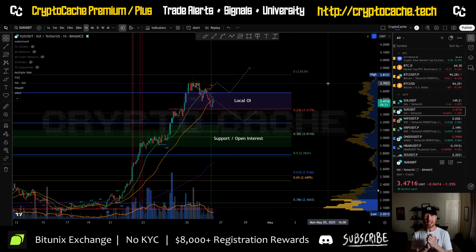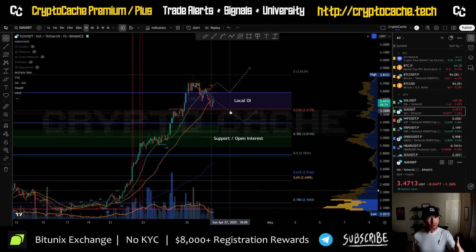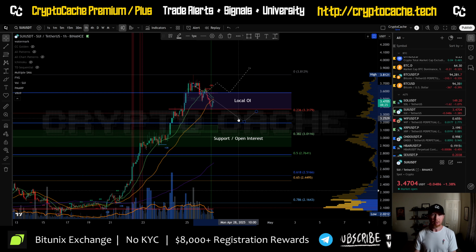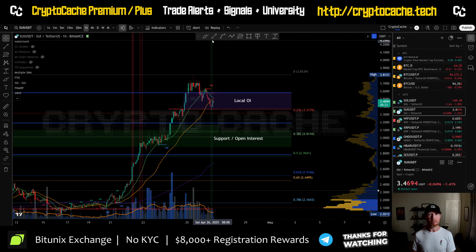Let's take one more look at SUI to round out the week here, kind of see what's going on. We got our local open interest area here. That's a nice little support range. We may see a pivot or a bounce from here, but we're working ourselves into a flag pattern no matter how you look at it.